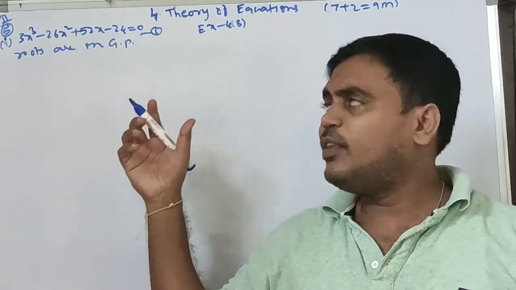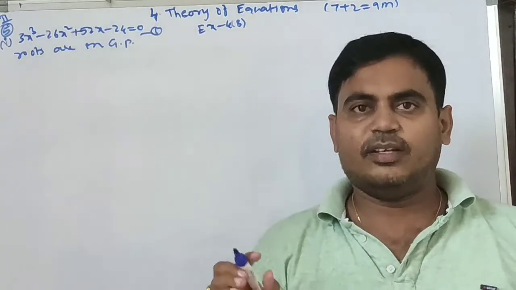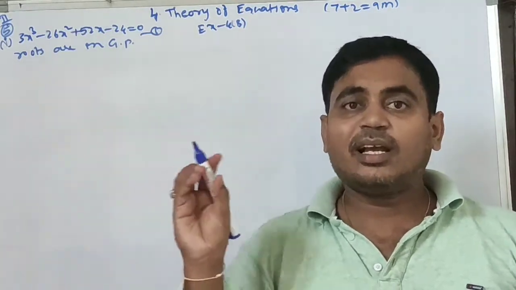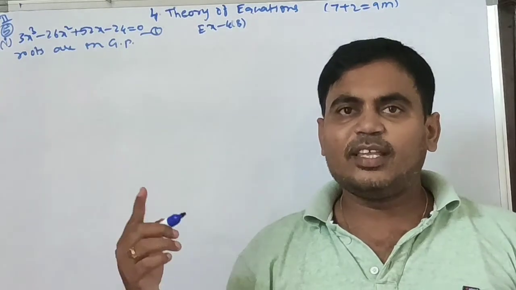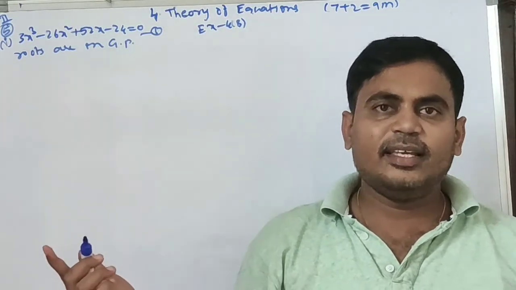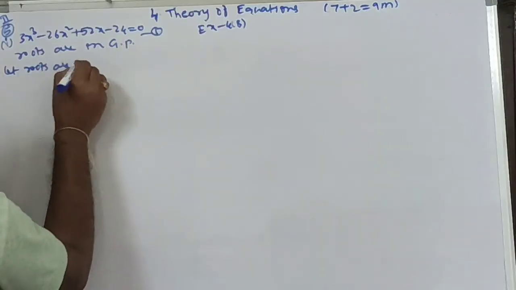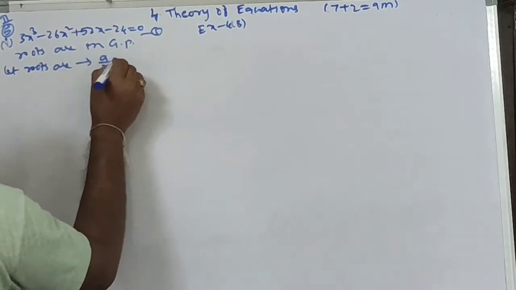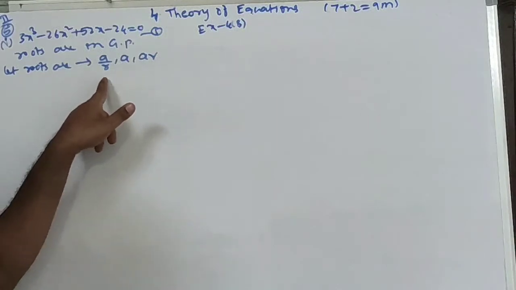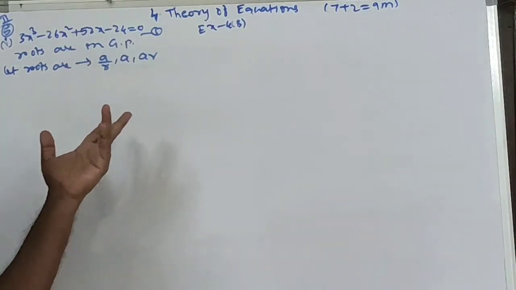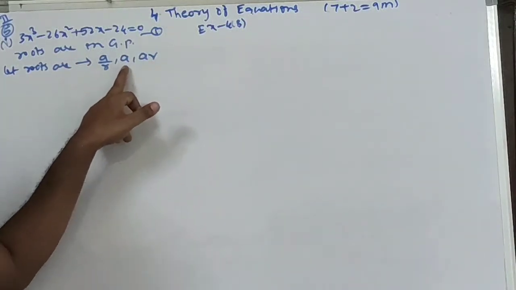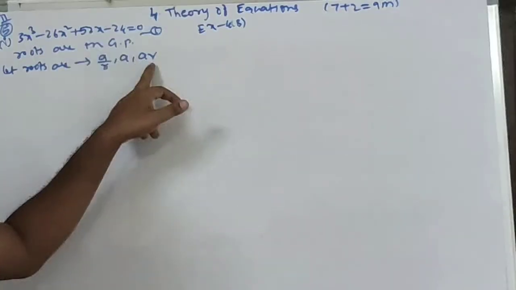If the roots are in AP, common differences are equal. If the roots are in GP, common ratios are equal. Previously we took a − d, a, a + d. Here we take the roots as a/r, a, ar. For example, the first one a/r, if we multiply with r, the r cancels and we get a. Again multiplying with r, we get ar. So these roots are in GP.